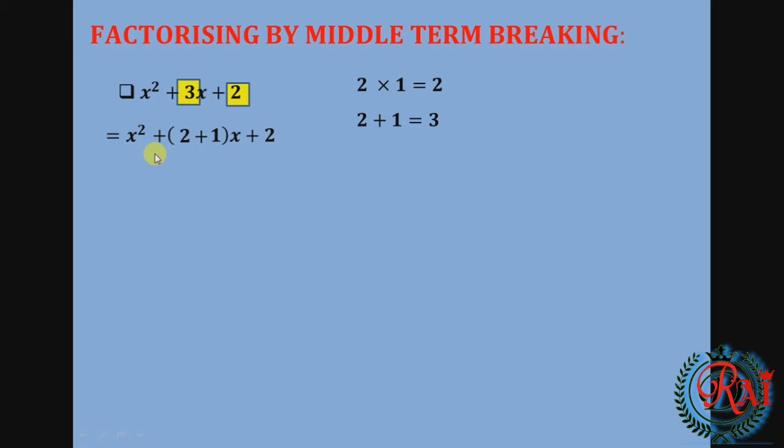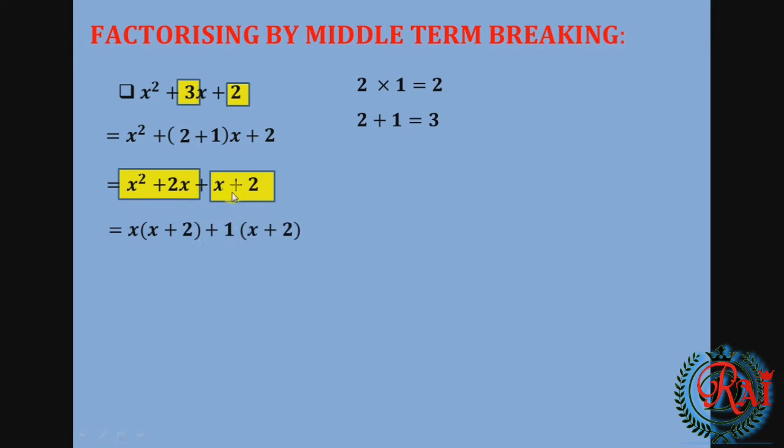Now let's simplify it. x square plus 2 into x is 2x, plus into plus is plus, 1 into x is x, plus 2. Now we got 4 terms. Now from here we'll take common from these two terms. In this term common is x, so when I take x common out, x plus 2 remains inside the bracket. Then we'll take common from these two terms.